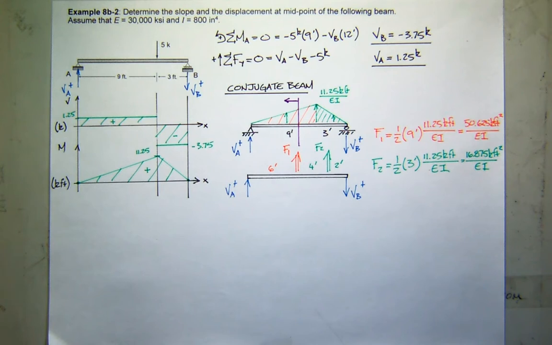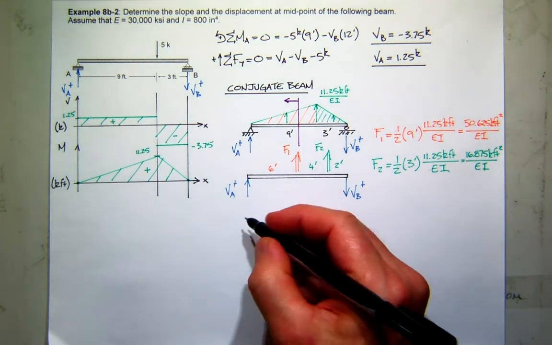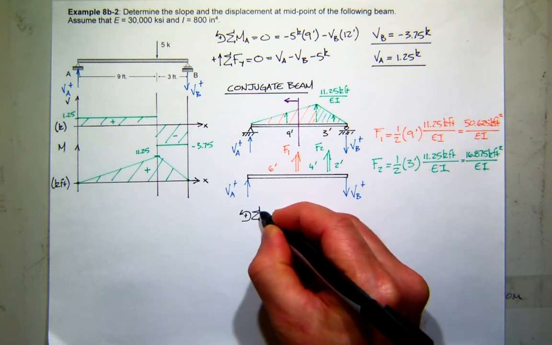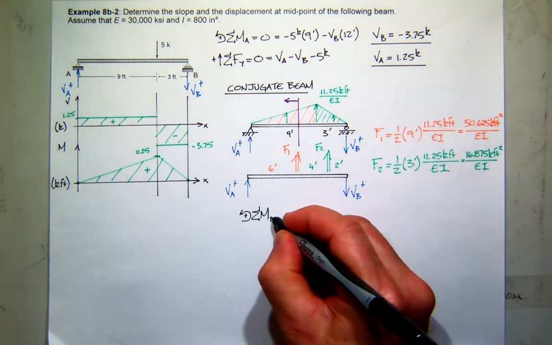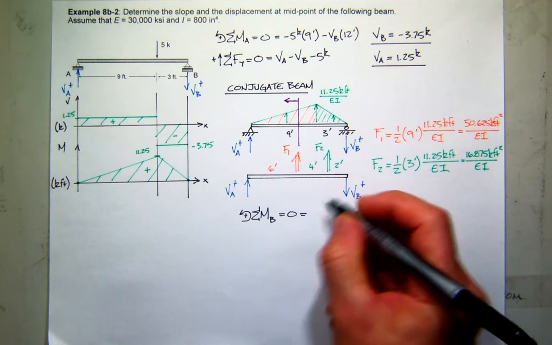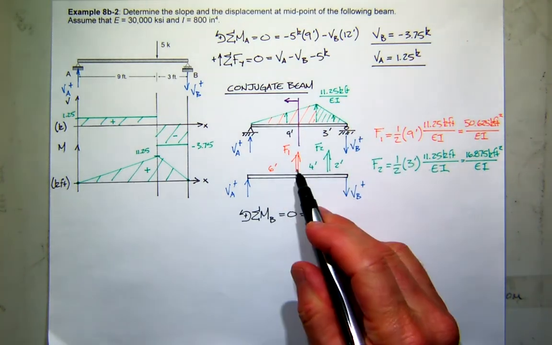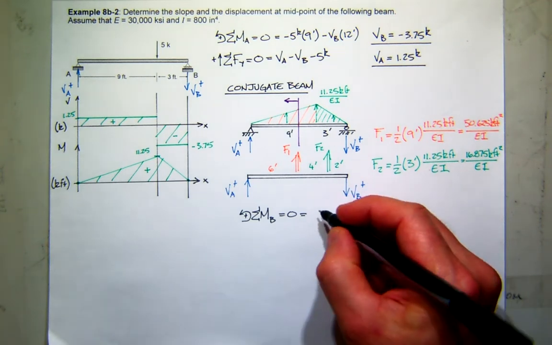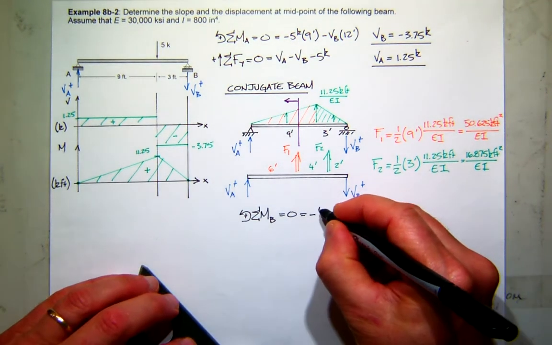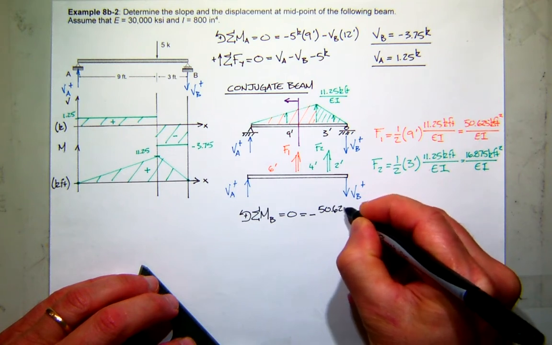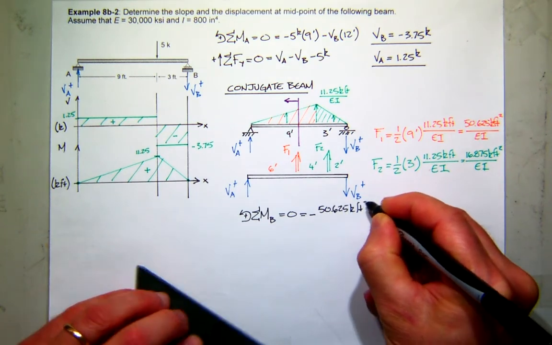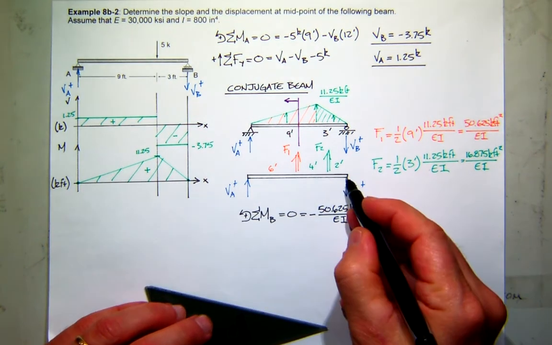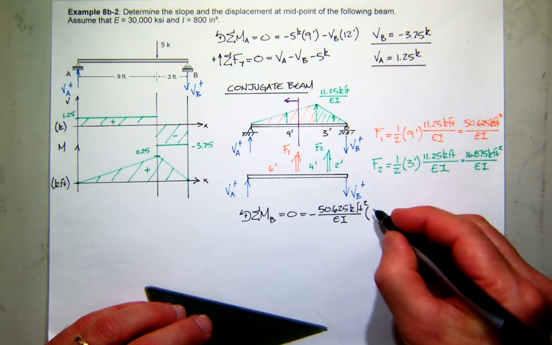And what do we want to do? We're all back to finding that. So let's come over here and sum moments about B. Make sure this conjugate beam's in equilibrium. So both these forces, F1 and F2 about B, create what kind of moment? Positive or negative? Negative. So I'm going to have minus F1, which is 50.625 kip feet squared divided by EI. That's the force. What's the distance from B to that? Looks like it's 6 feet.